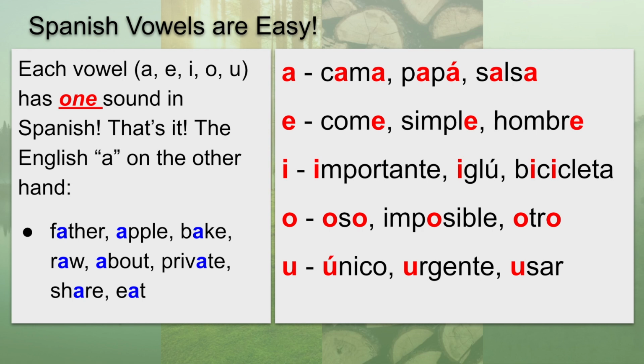A, E, I, O, U. And I want you to hear this in each one of these examples that I share with you. So for A, cama, papá, salsa, come, simple, hombre, importante, iglú, bicicleta, oso, imposible, otro, único, urgente, usar. Another nice thing about Spanish vowels is that their name is also how you pronounce them. So the name of these letters in Spanish is A, E, I, O, U.